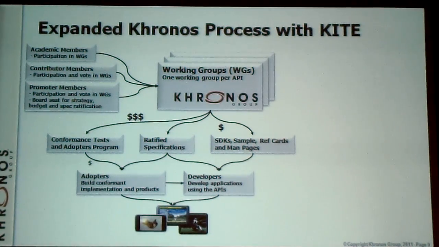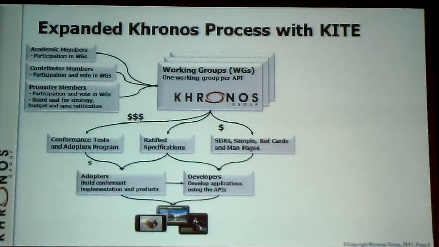We have an academic membership level already defined, which is $1,000, enables an accredited academic institution to join Khronos and participate in any of the working groups. And we would encourage any of you to consider doing that even before KITE is ready.